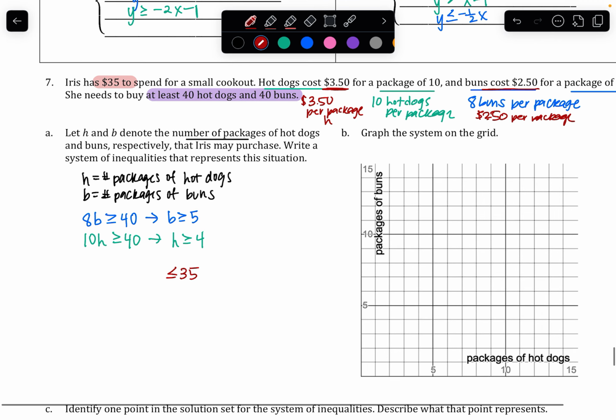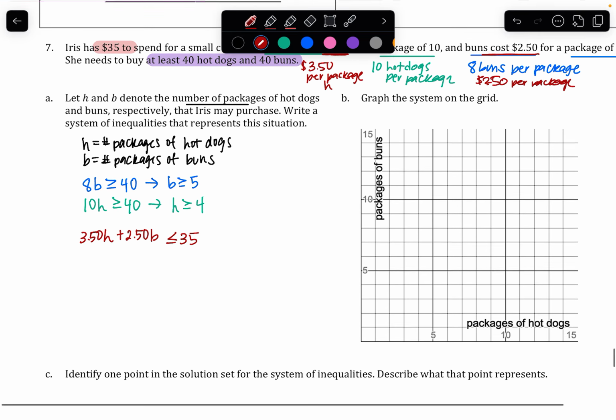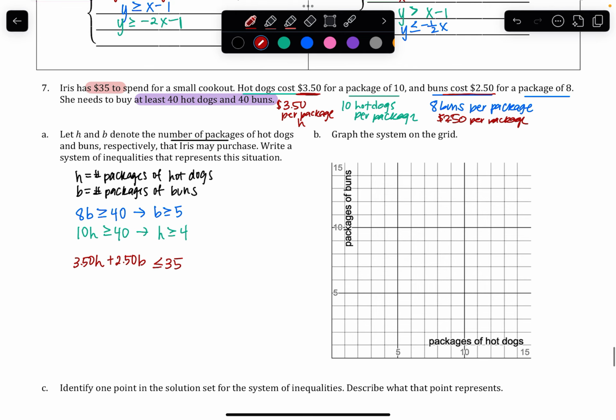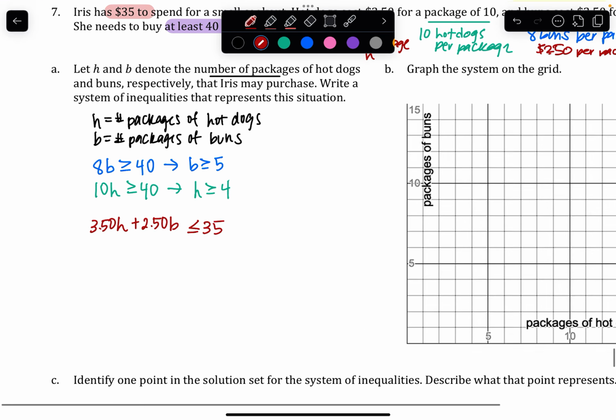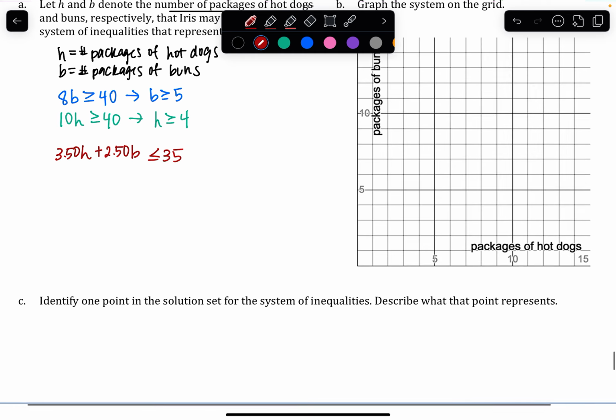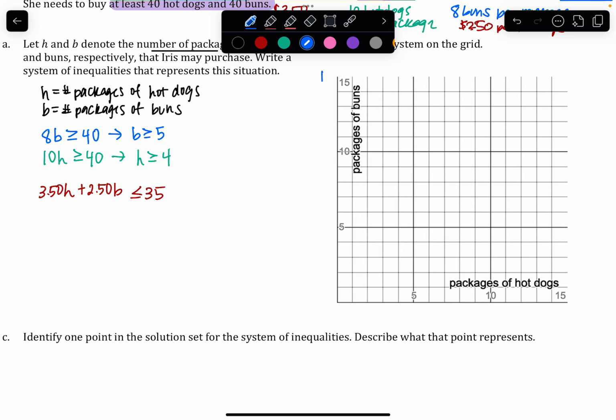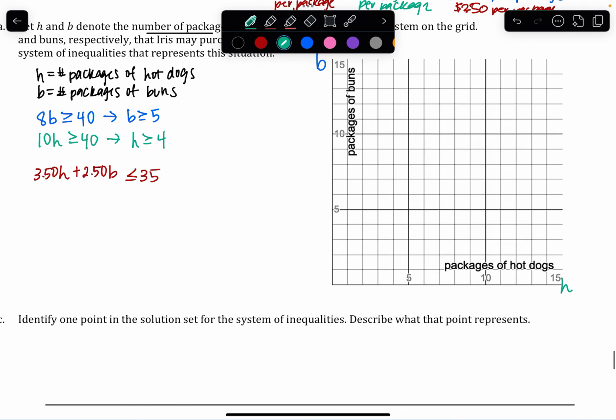Okay, so that means $3.50 times H, the number of packages of hot dogs, plus $2.50 times the hot dog buns needs to be less than or equal to 35. We don't want her to spend more than what she has. So we've accounted for every number in this situation. And so in order to graph it, we would need to solve it. And so notice they're putting buns along the y-axis and they're putting hot dogs along the x-axis.